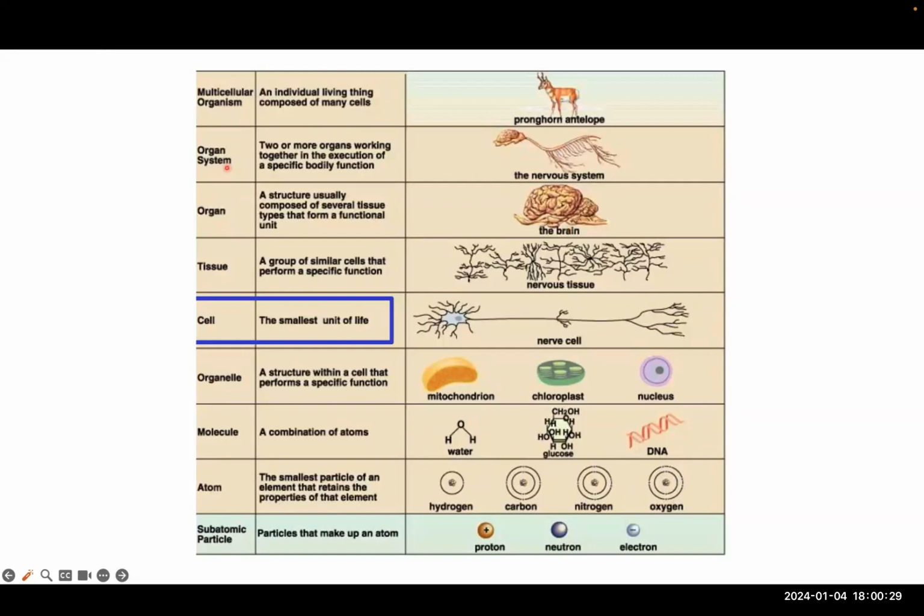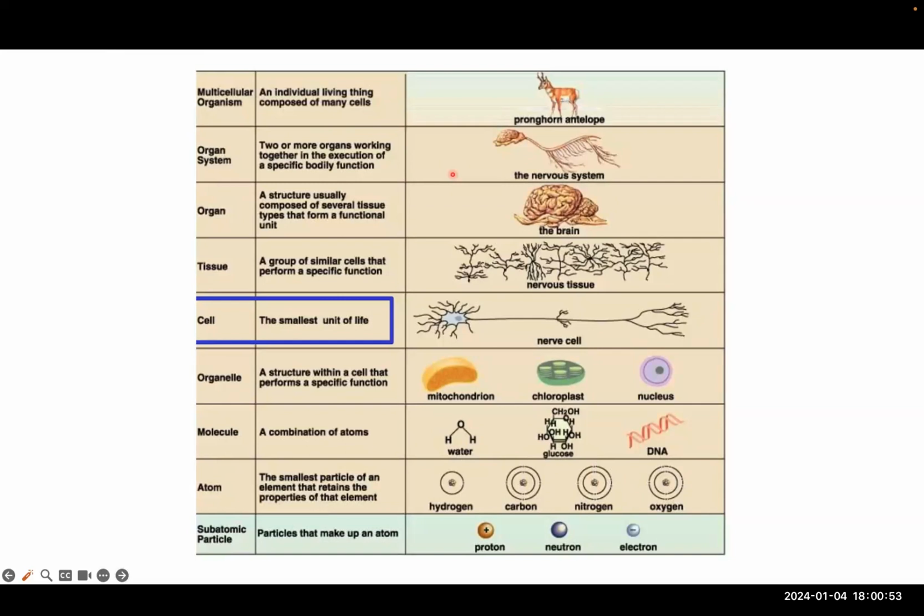And then we have an organ system, in which multiple organs work together on a specific body function. Here they're talking about the nervous system, which includes the brain, but also the spinal cord and all of the nerves going out and coming in to help the body communicate. We can also talk about the digestive system.